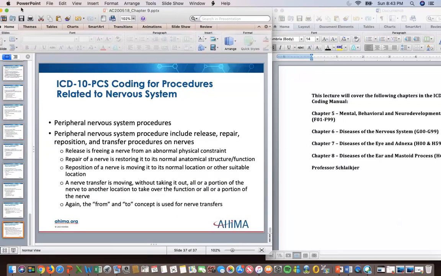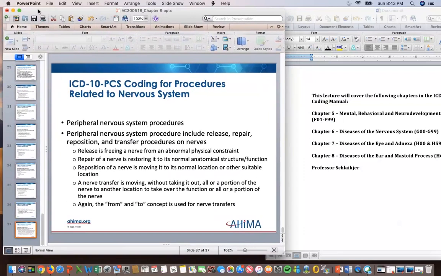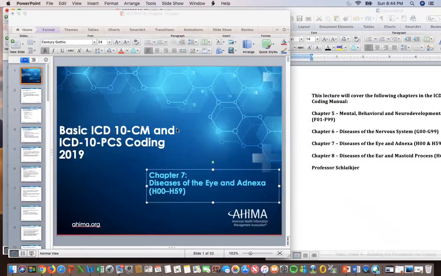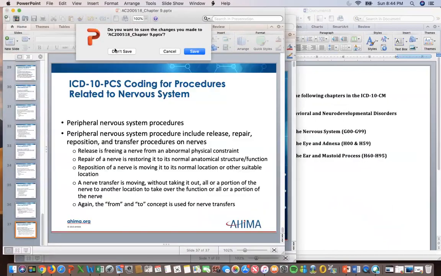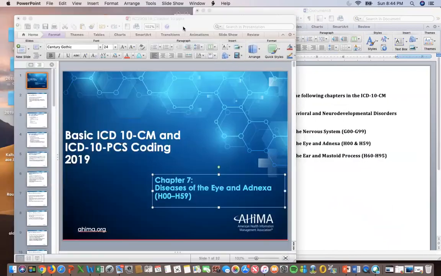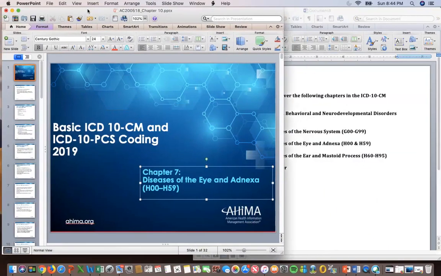All right, very good. And that was chapter 6. Then we're going to move into chapter 7. So open up your coding manual. And again, remember, you will be finding your diagnosis in the index. You'll start with the index, and then you'll make your way into the tabular until you've totally coded out your diagnostic statement. Chapter 7 is disease of the eye and adnexa.